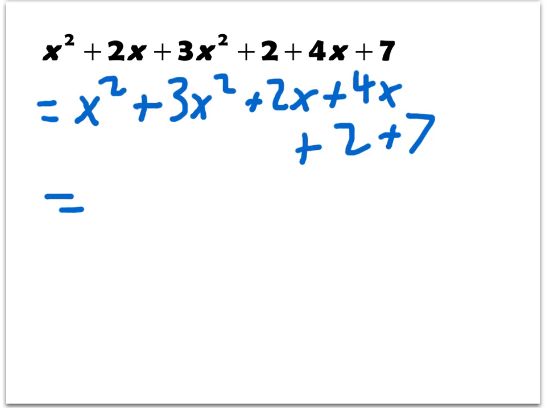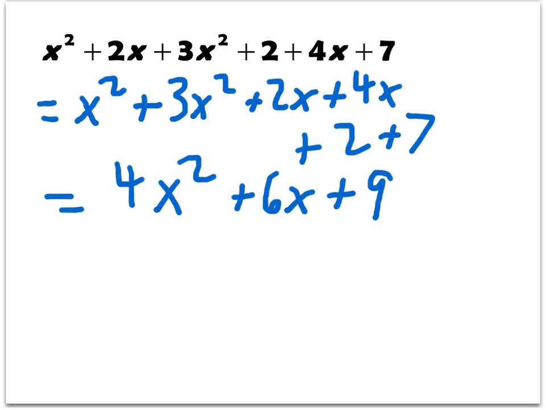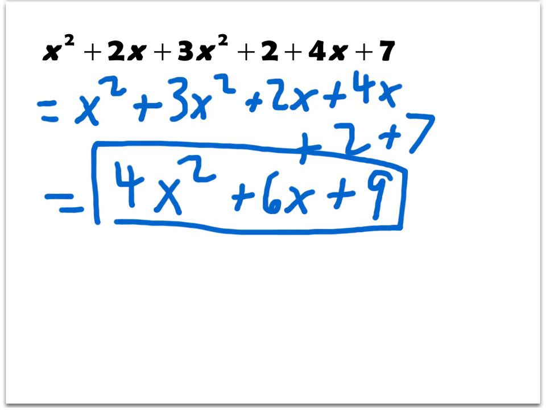And now we can combine like terms. X squared plus 3x squared is 4x squared. 2x plus 4x is 6x. And then 2 plus 7 is 9. And there we go. We have an equivalent simplified algebraic expression.